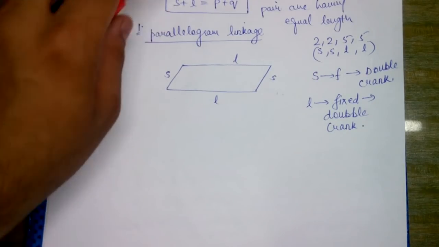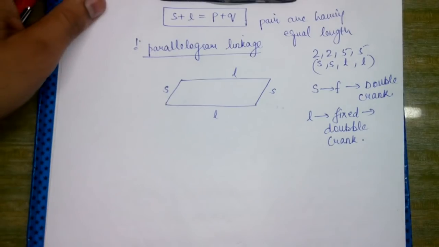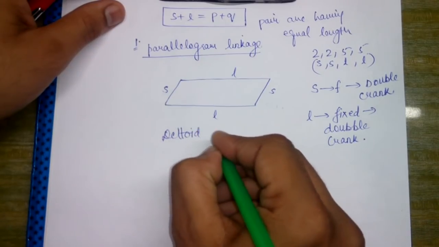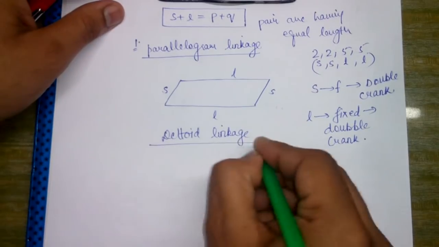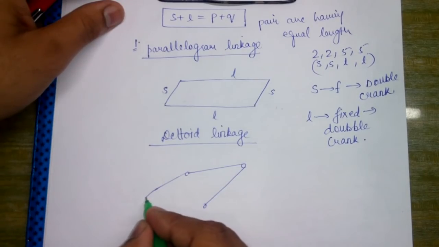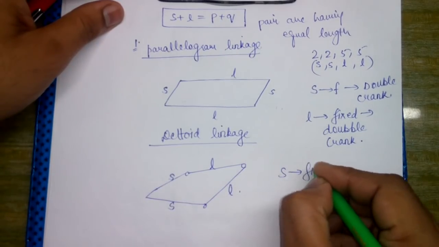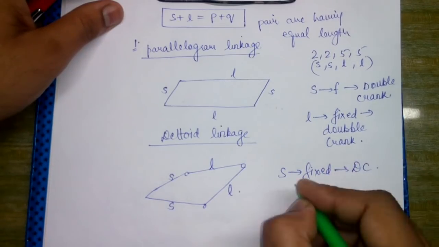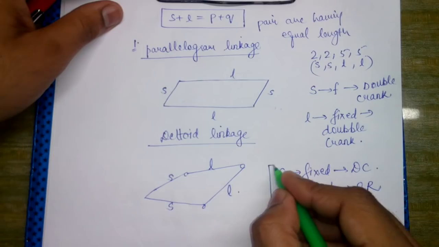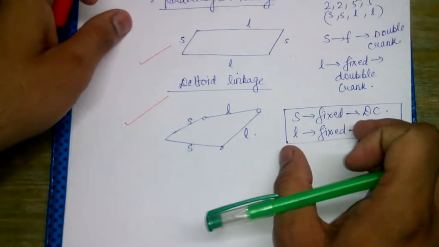Always remember S is the shortest link and L is the longest link, whereas P and Q are the intermediate links. Now we have one more linkage, the deltoid linkage. In the deltoid linkage, this is S, this is S, this is L, this is L. If S is fixed, it will form a double crank mechanism, and if L is fixed, we will obtain a crank rocker mechanism. These are very important things, and we definitely need to remember them.